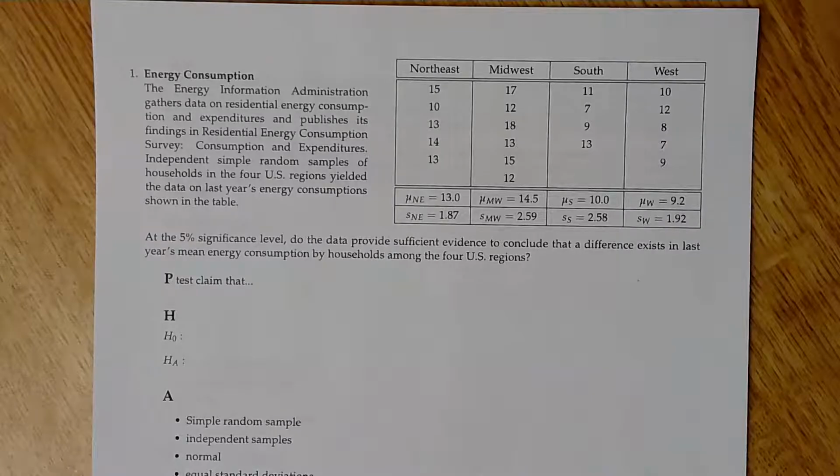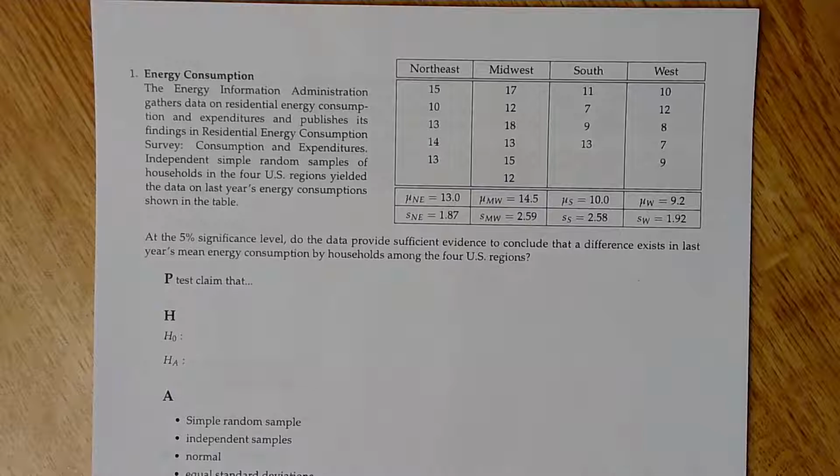All right, so we're going to revisit this energy consumption example and work the one-way ANOVA test all the way through from start to finish. The Energy Information Administration gathers data on residential energy consumption and expenditures and publishes its findings in residential energy consumption surveys entitled Consumption and Expenditures. Independent simple random samples of households in the 4 U.S. regions yielded the data on last year's energy consumption shown in the table.